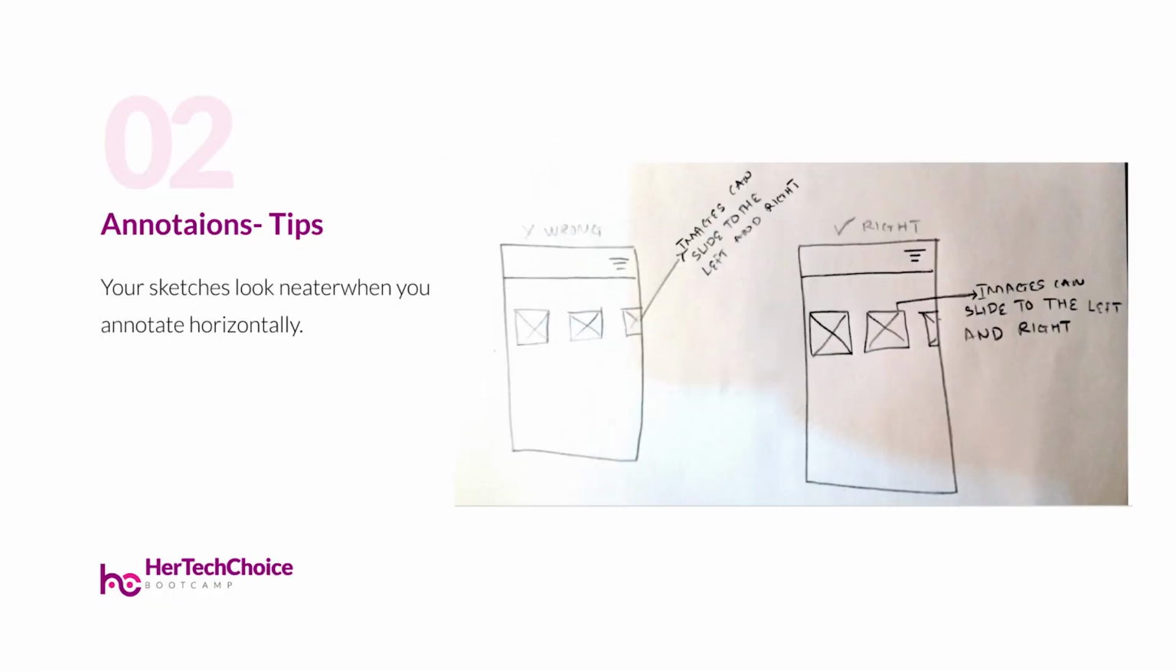The next tip is that your sketches look neater when you annotate horizontally. Like we have in the picture, don't take your annotations to an angle. Just make it on a horizontal straight line, directly beside your UI screen, to make it readable, so that it will just look neat rather than having a map calling it a sketch.